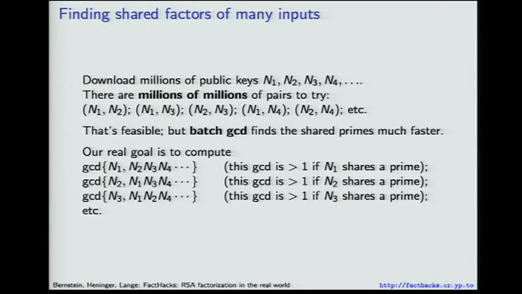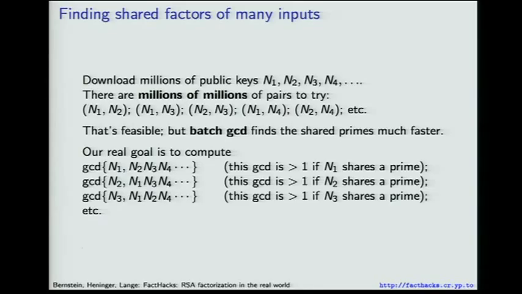Much, much faster than trying every pair. So you don't have to try every pair. It's kind of like sorting. It's about that kind of speed instead of having to try every pair. If you have tens of millions, you don't have to do tens of millions times tens of millions of pairs. You just have to pretty much read through the whole list once.